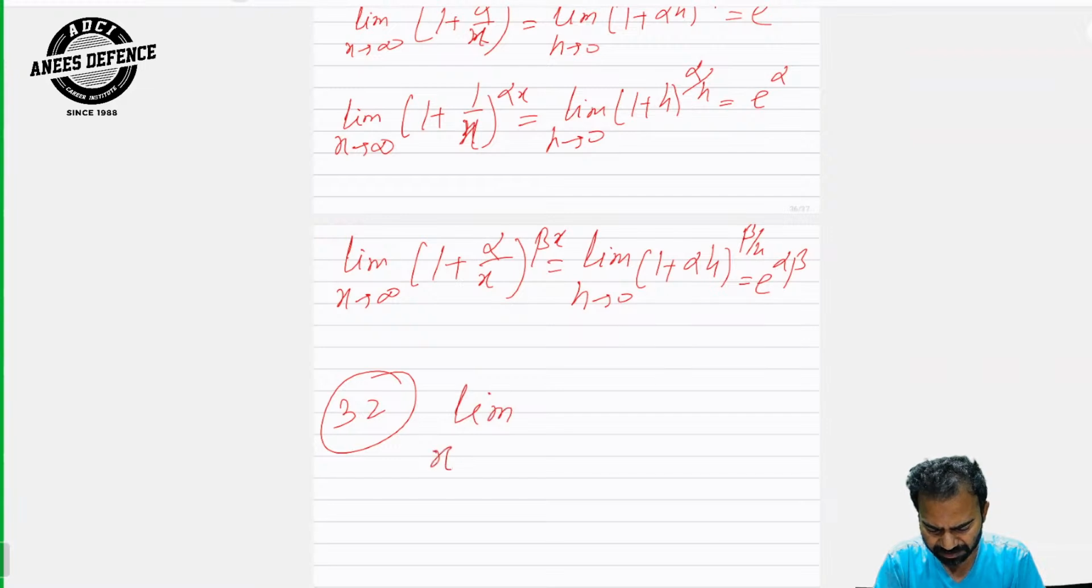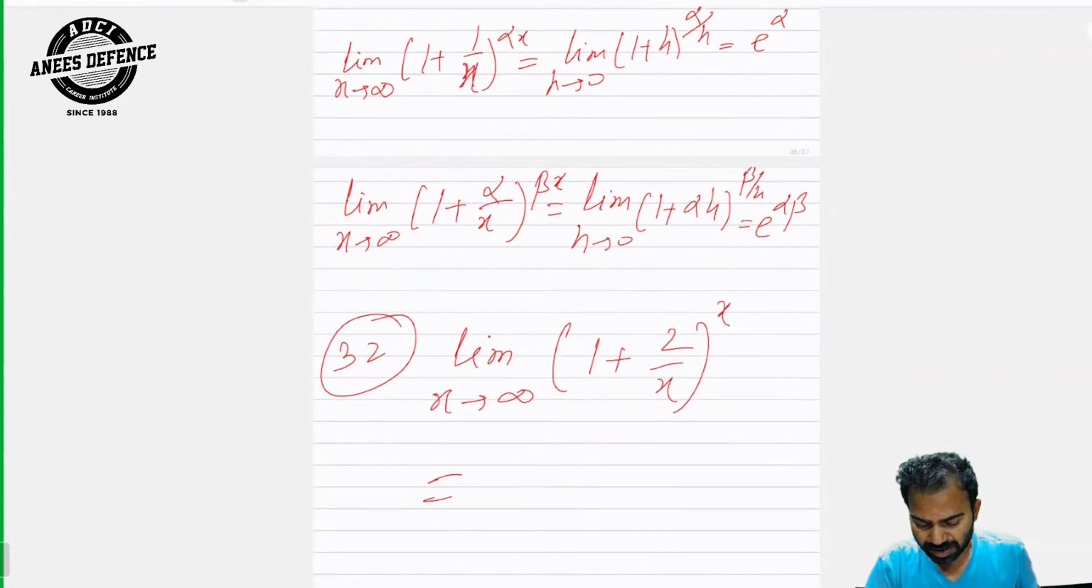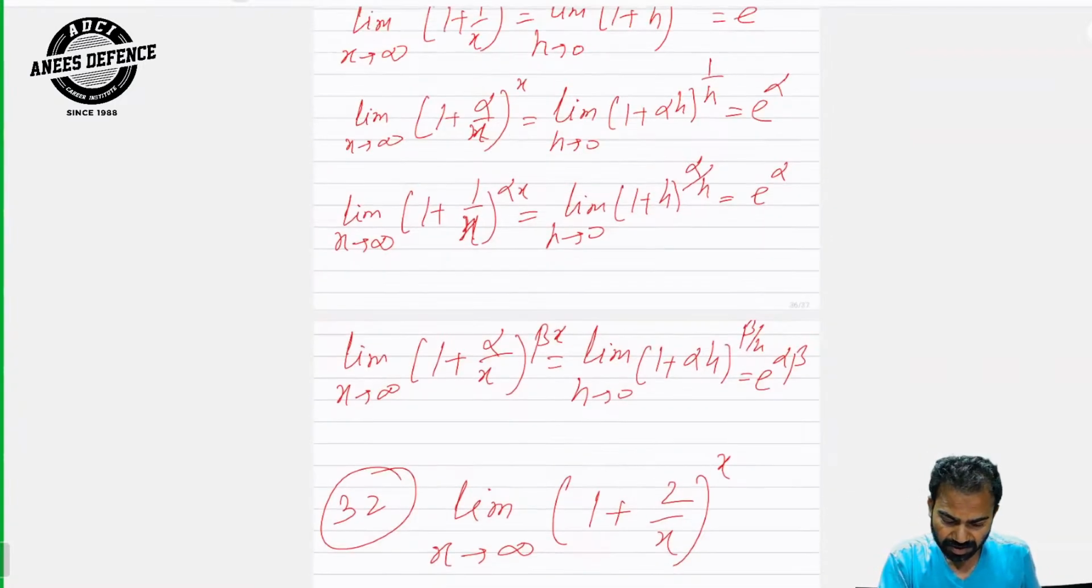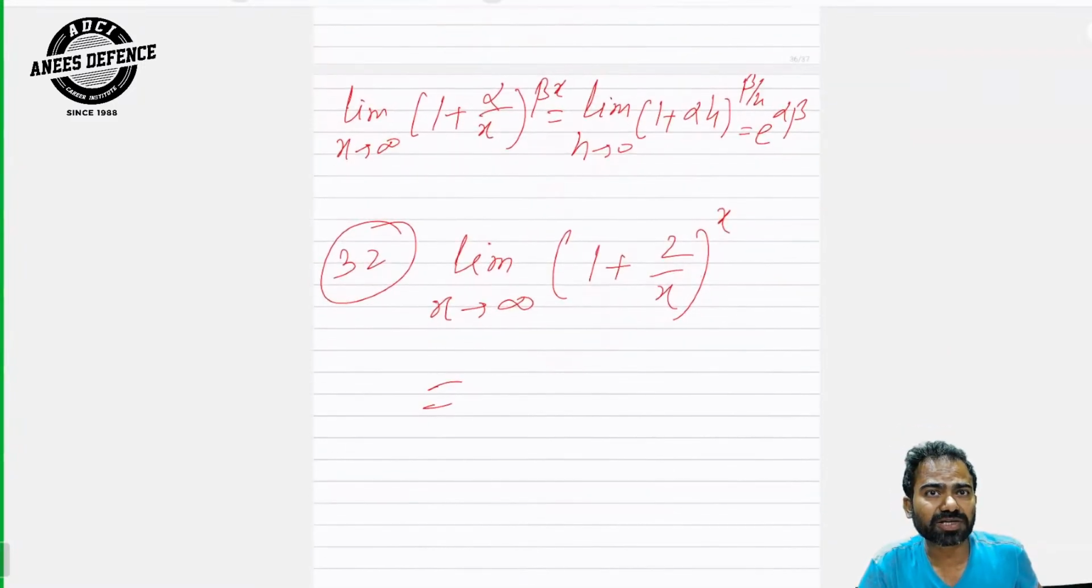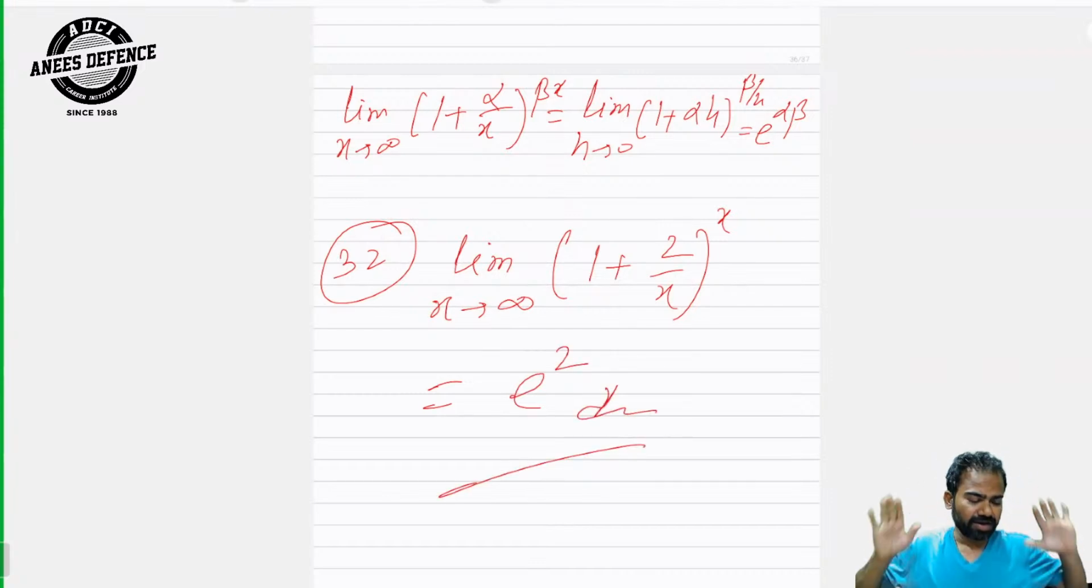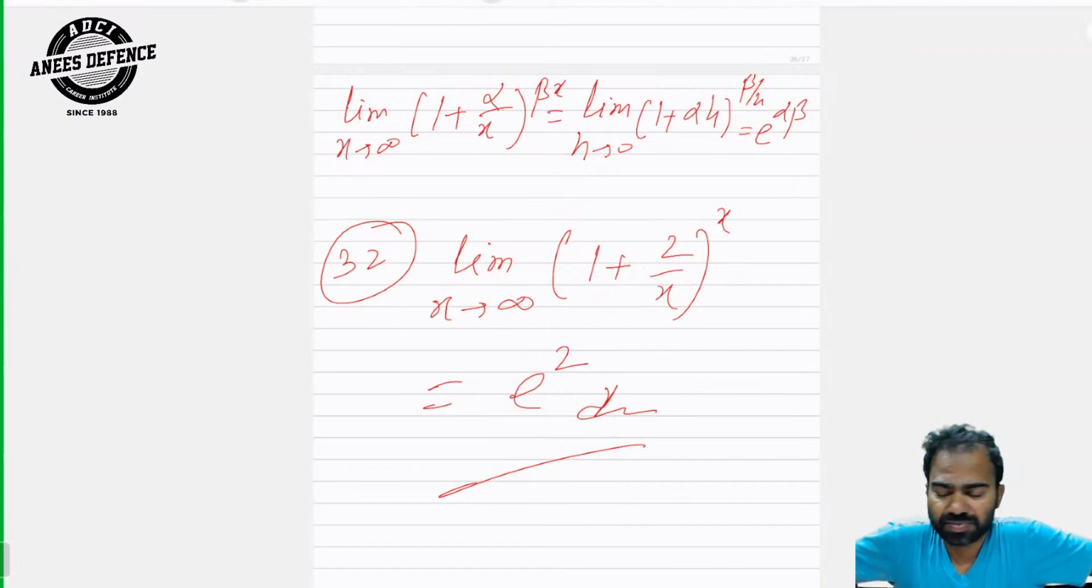Limit x tends to infinity, 1 plus 2 upon x whole to the power x. So I can see clearly from the number 2 formula: limit x tends to infinity, 1 plus alpha upon x whole to the power x, equals e to the alpha. So here, in place of alpha I have 2. So e to the alpha means e squared. This is our final answer for 32. Okay, so I will finish here.